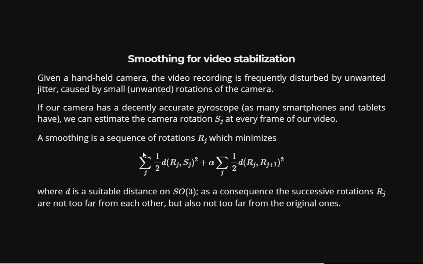Here there is a parameter, alpha, which depends on how much you want to smooth out with respect to how much you want to follow the original path. And D is a kind of distance on the special orthogonal group. You can take the norm of the difference. You can take the norm of the difference of the logarithms, the matrix logarithm. You can take a number of things.